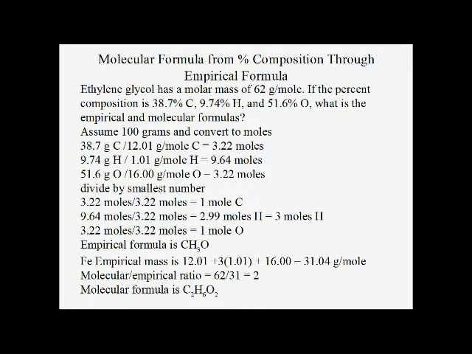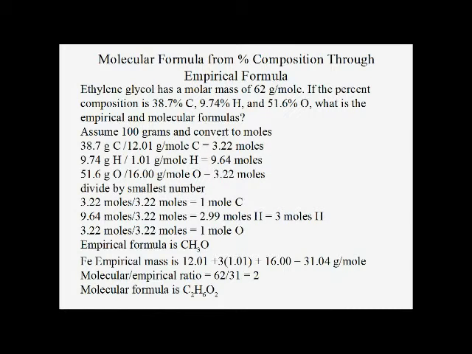So in this one, we are starting from a percent composition, and we have a molar mass, so that will allow us to go all the way to a molecular formula from the percent composition. So starting from the percent composition, we assume 100 grams, so our 38.7% carbon becomes 38.7 grams of carbon. We divide our mass of carbon by its atomic mass, we get 3.22 moles. Mass of hydrogen divided by its atomic mass gives us 9.64 moles. Mass of oxygen divided by its atomic mass gives us 3.22 moles.